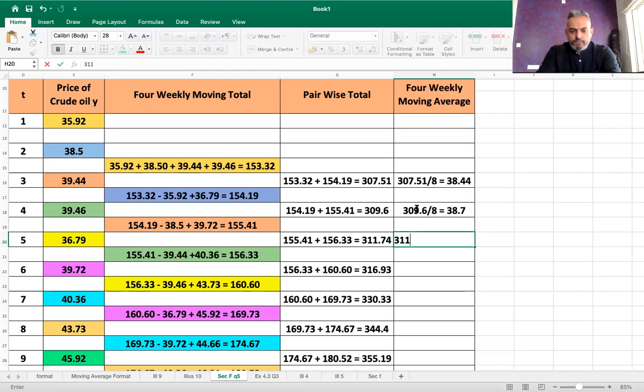Then 311.74 divided by 8, which is equal to 38.97. Then 316.93 divided by 8 is 39.616, so 39.62.